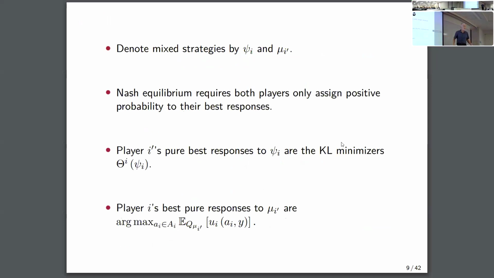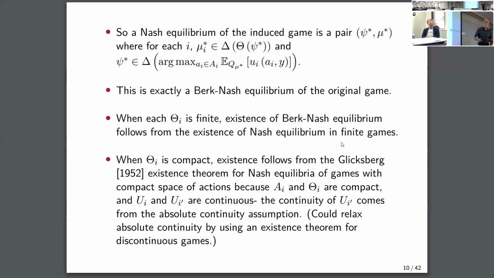So the mixed strategies are psi_i and mu_i prime. Nash equilibrium requires that players give positive probability only to things that are best responses. Player i prime's best responses are the KL minimizers, so player i prime's mixed strategy is some probability distribution over these minimizers. And i's best responses are just the expected payoff maximizers. So a Nash equilibrium of the induced game is just a pair, psi star and mu star prime, where for every i, i's belief is a distribution over the KL minimizers, and the play is maximizing payoff. So the Nash equilibrium of this made up game will be exactly a Berk-Nash equilibrium.